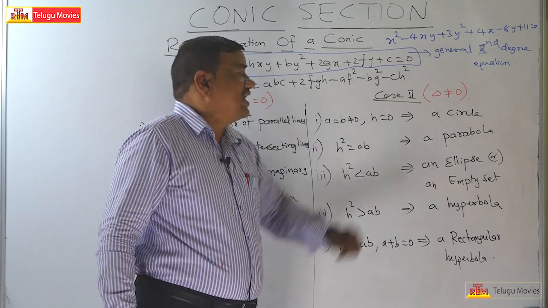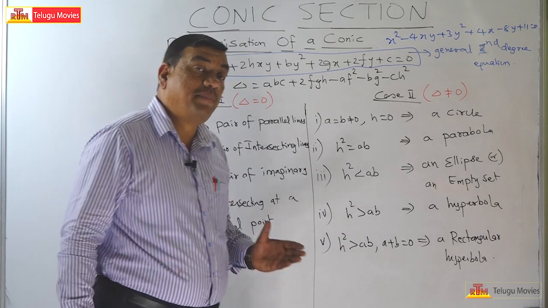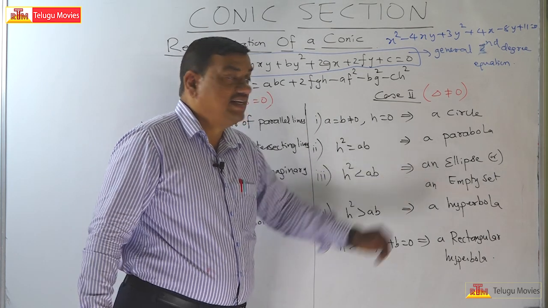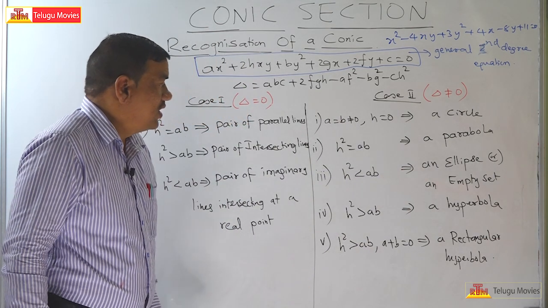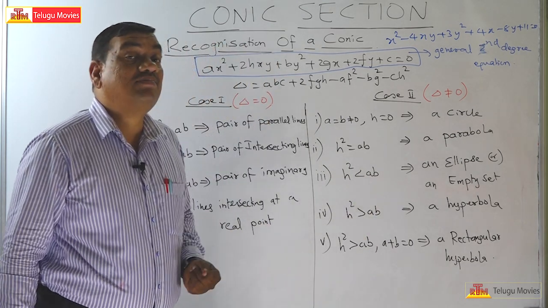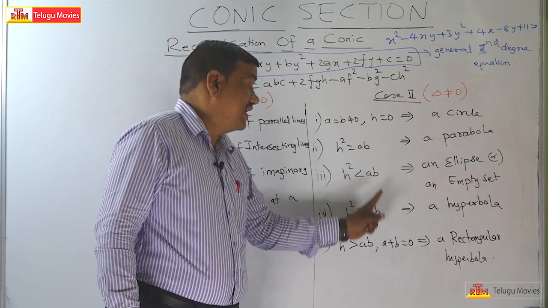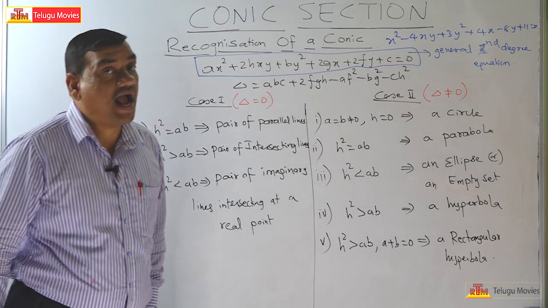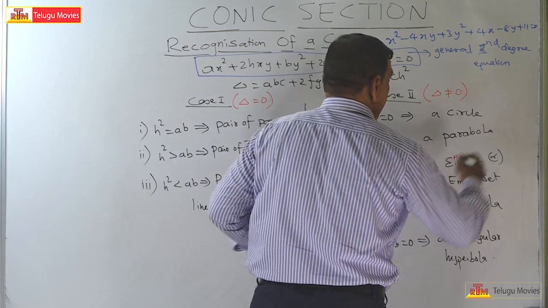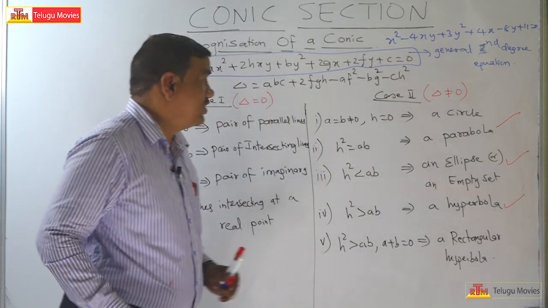Similarly, if delta is not equal to 0 and h square is equal to ab, then it is a parabola. If h square is less than ab, then it is an ellipse or an empty set. Remember that. If h square is greater than ab, then it is a hyperbola. So these are very, very important for our headings: parabola, ellipse, hyperbola.